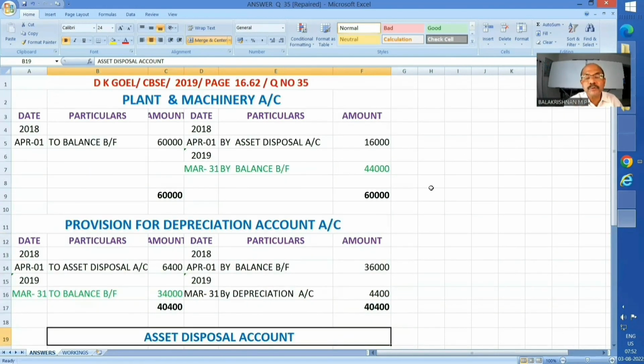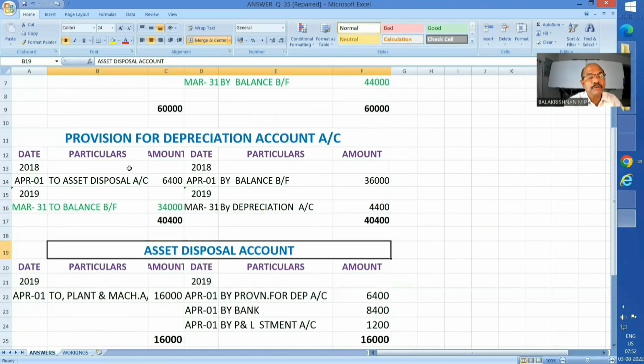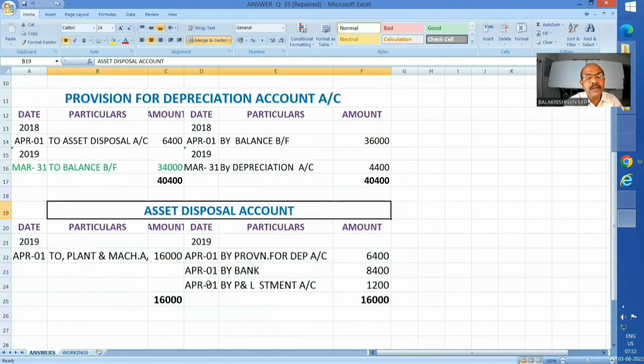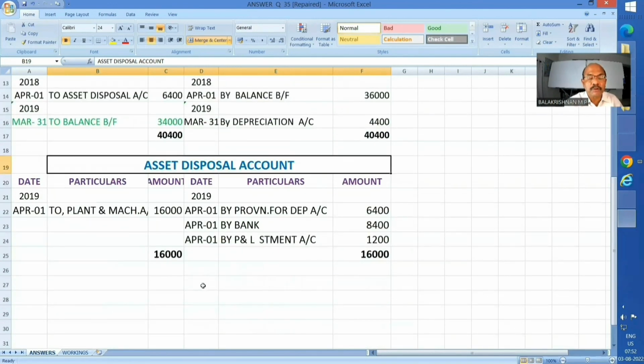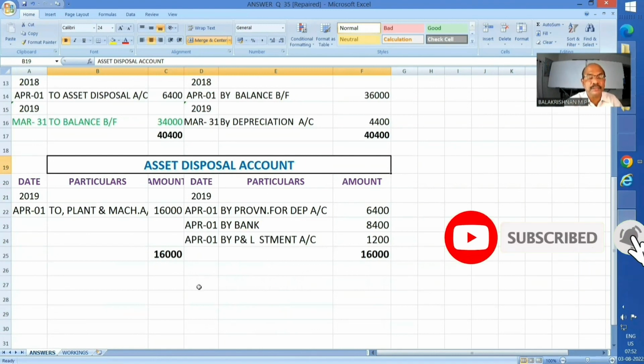Now balance the accounts one by one. Total the heavier side, put it here. So this is the asset balance 44,000. It's in agreement with the book. And provision for depreciation. How to balance an account? Total the heavier side, put the same total across. Yes, 34,000. That's also in agreement with the book. Asset disposal account automatically turns nullified, and it has to be like that.